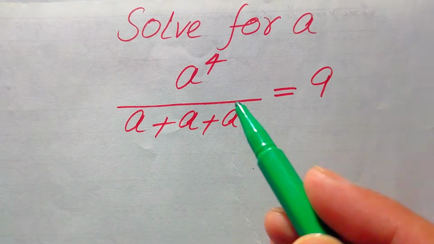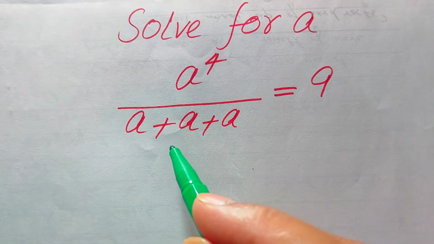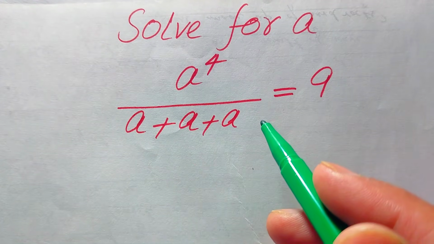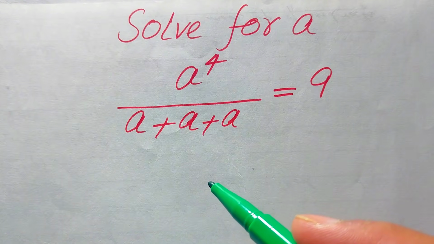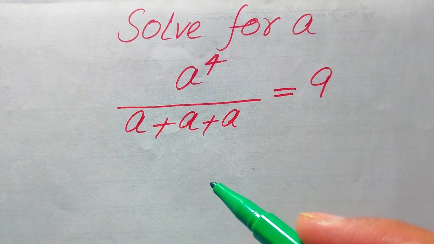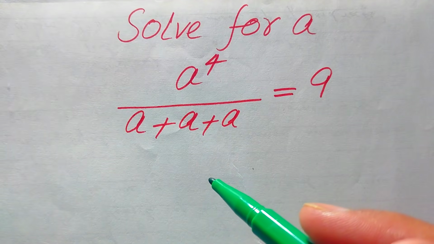So here we have a to the power of 4 divided by a plus a plus a is equal to 9, and we solve this problem for all the values of a. So we need to find all the roots of this equation. For this we move toward the solution of this problem.